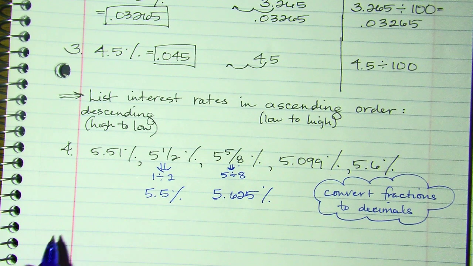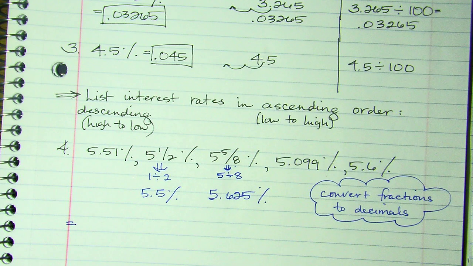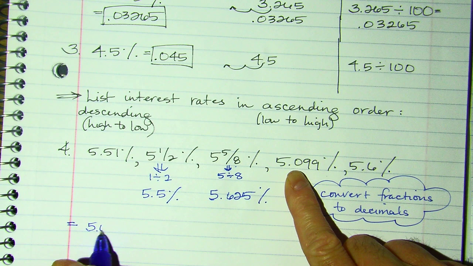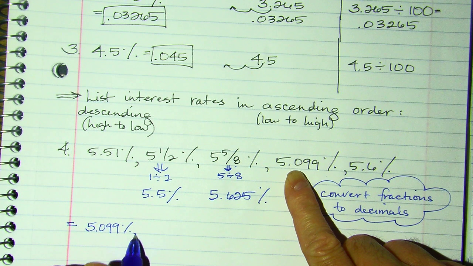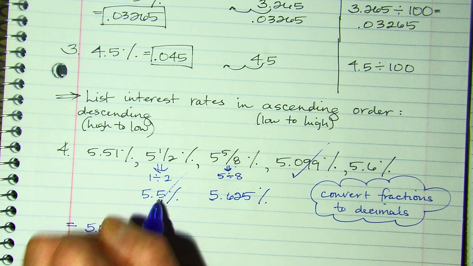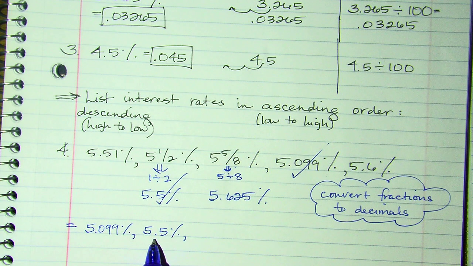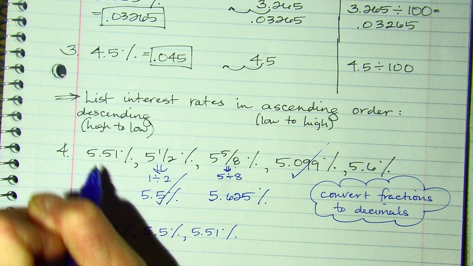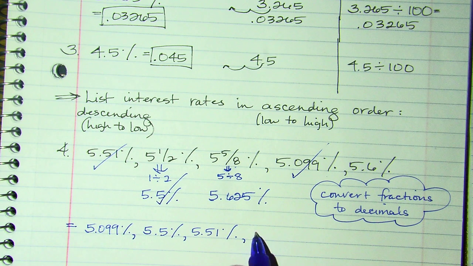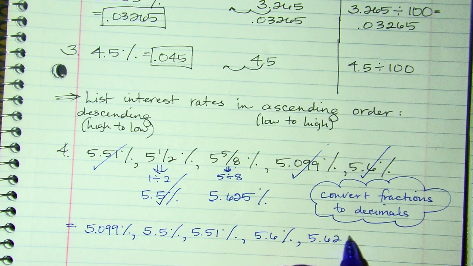So if I was to list these in ascending order, you're going to start with the smallest one. The smallest number I have is 5.099%. And then you can check it off. Then next is 5.5. Think of that as $5.50. Then this is 5.51. So check that one off. Then 5.6, because there's an invisible 0 after the 6. And last, 5.625%.